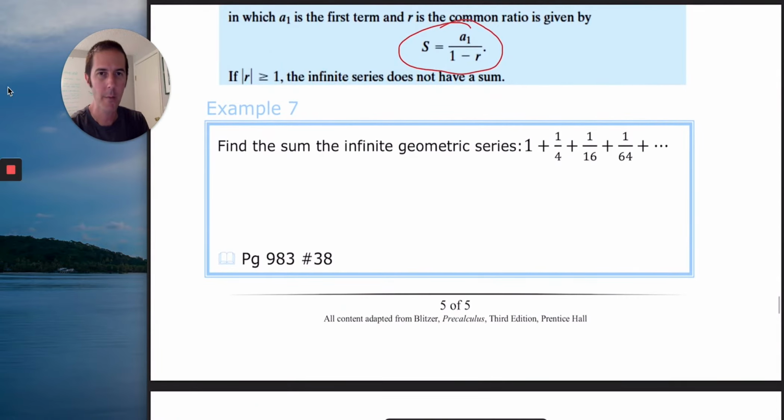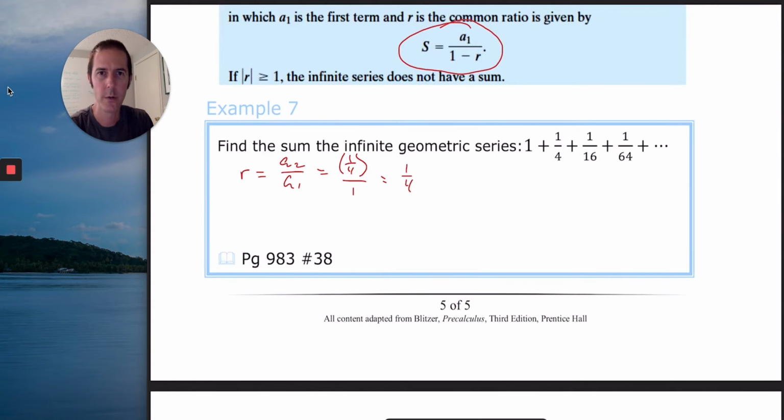This is a very compact formula. Awesome. We need to know what a sub 1 is. In this example problem, we know what it is. We have to figure out what our common ratio is. r is equal to a sub 2 divided by a sub 1. In this case, that's 1/4 divided by 1, which is 1/4, which is good because 1/4 is between negative and positive 1. So we're good to go on the formula.